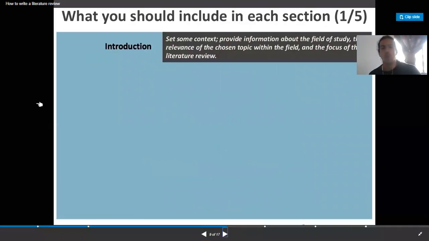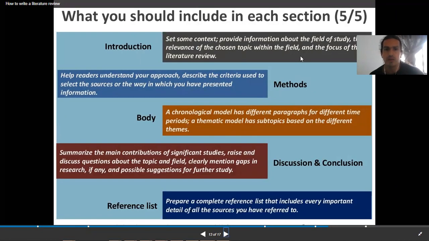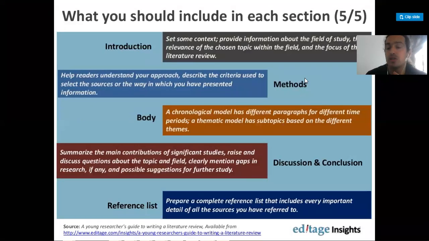Okay, so what to take into account for the introduction, right? So you're going to set the context. You're going to provide information about the field of study, the relevance within the field, and the focus. The methods. So you're going to talk about in which way they have selected the data, in which way they have gathered the data, in which way they have analyzed it, right?